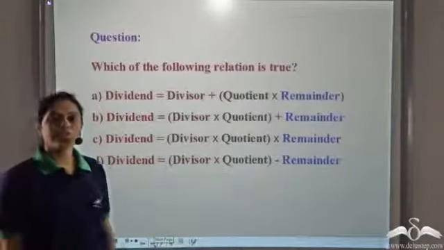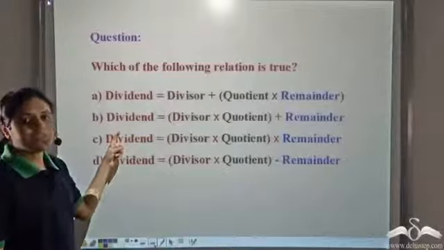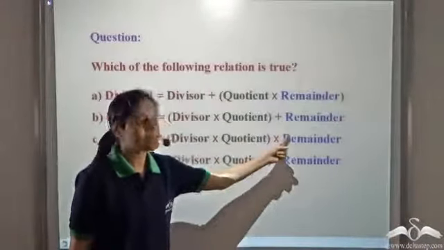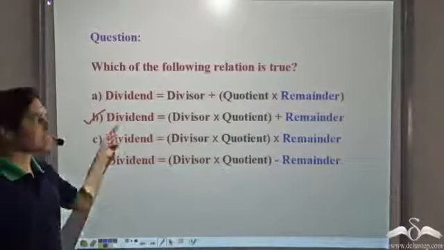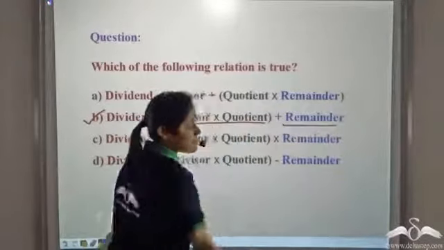So which of the following relation is true? Now we know that dividend is equal to divisor into quotient plus remainder. So this holds. Dividend is equal to divisor into quotient plus remainder.